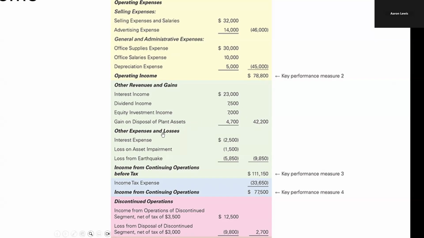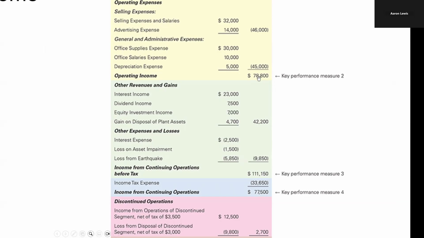They had a few items that decreased their profitability, which existed outside of their realm of normal operations. Interest expense goes in here, a loss on asset impairment, where one of their assets lost value so that they had to write it down during the period. And then they had a big old loss on an earthquake. So this company must have experienced an earthquake, which somehow damaged goods that they had or some of their facilities, and they had to pay to get that fixed. But all in all, things outside their core operations cost them $9,850.